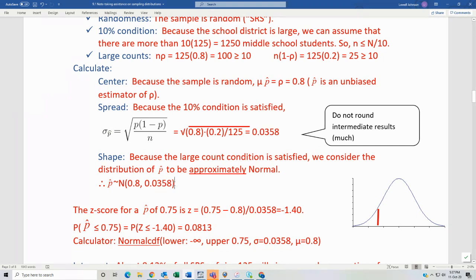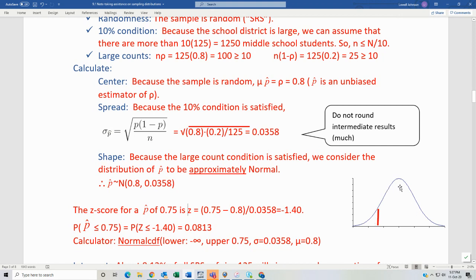At this point, we have a Chapter 2 problem, just like you did in Chapter 2. We want to find the probability of getting a p-hat less than or equal to 0.75. First thing we do is we're going to calculate the z-score for p-hat of 0.75. Here's my calculation. z is equal to 0.75 minus the mean divided by my standard deviation. I get a z-score of minus 1.40.